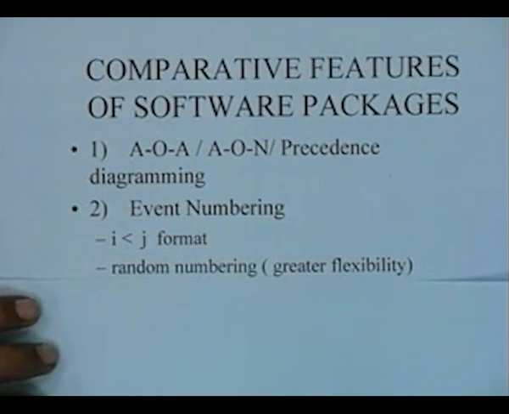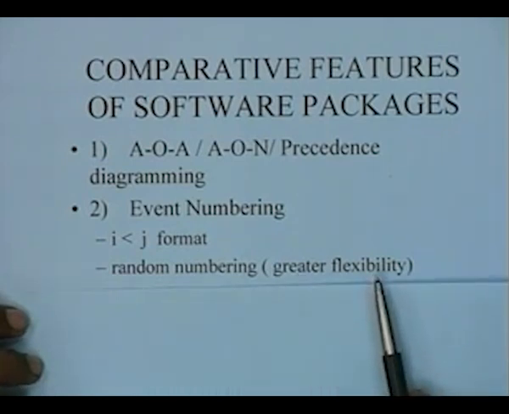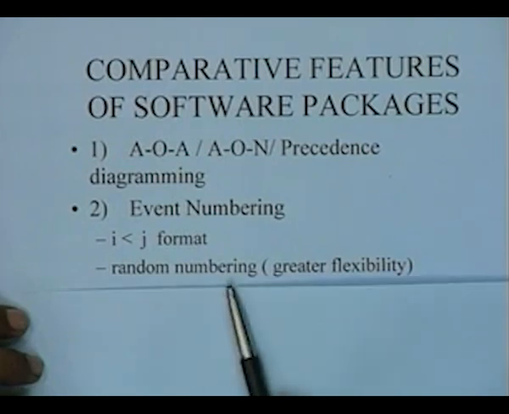However, it is not necessary that this be done. Some packages permit random numbering, and of course this gives you much greater flexibility. The greater flexibility comes from the fact that even if you have numbered a network and subsequently you want to insert some new activities with different numbers, suppose one activity is, let us say, 10, 20, and in between you can insert an activity 10, 15, 10, 16 and so on.